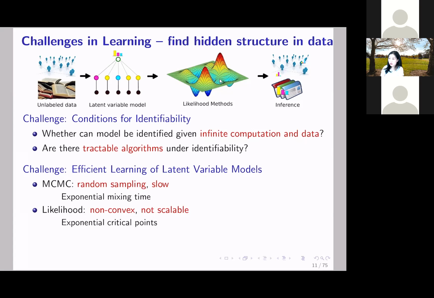Because of these exponentially many critical points, likelihood methods, although they can be efficient, have no learning guarantee. So to summarize, MCMC could be guaranteed but is slow, and likelihood methods are not guaranteed but could be fast in practice, although the learning is not necessarily good. So what should we do? Essentially, the question is, can we achieve efficiency in terms of computation as well as sample complexity?